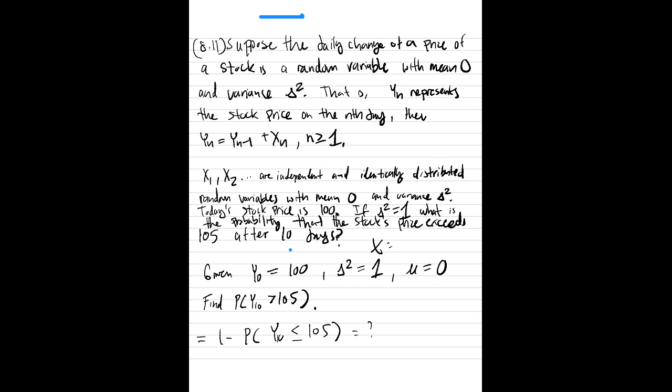Given y0 is equal to 100, and for the xn variables, we are given variance equals 1 and mean equals 0. So we find the probability that y10, the 10th day, is greater than 105. So I convert that to 1 minus the probability of being less than or equal to 105.